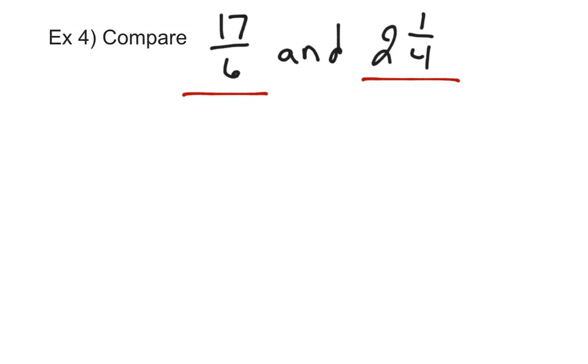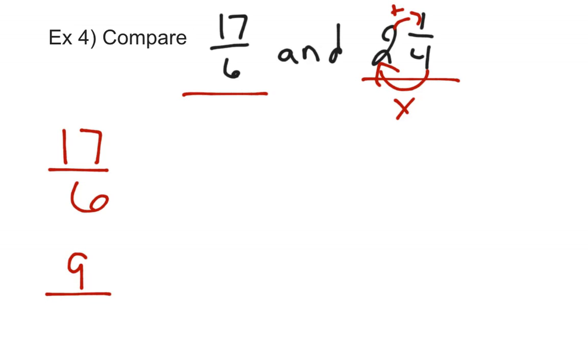What I'm going to choose is I want them both to be improper fractions. So I'm going to leave that one as 17 over 6, and then this 2 and 1/4 I'm going to change. So I'm going to change that by doing 4 times 2 is 8. 8 plus the 1 gives me 9 as my new numerator, fourths. So 2 and 1/4 becomes 9/4.